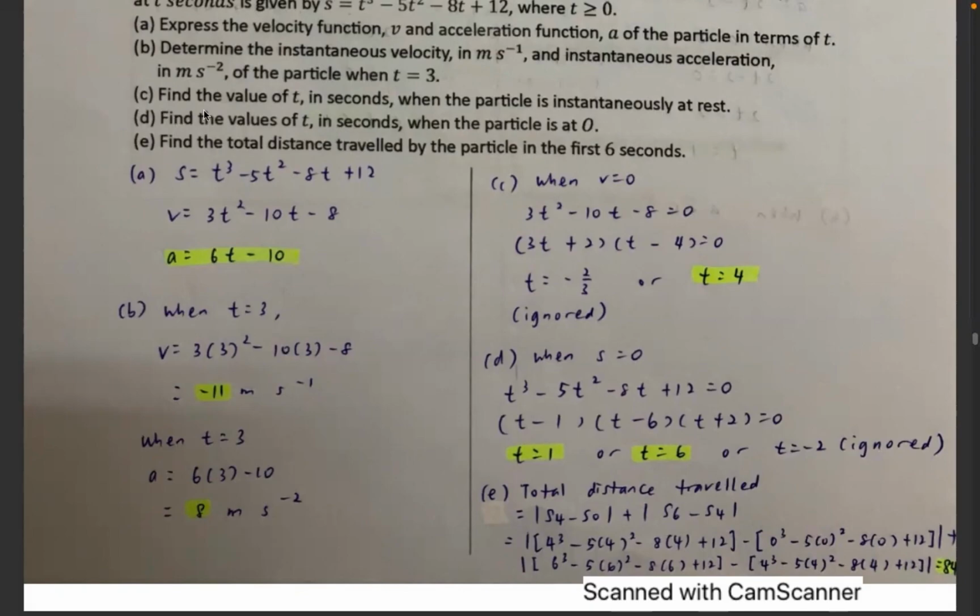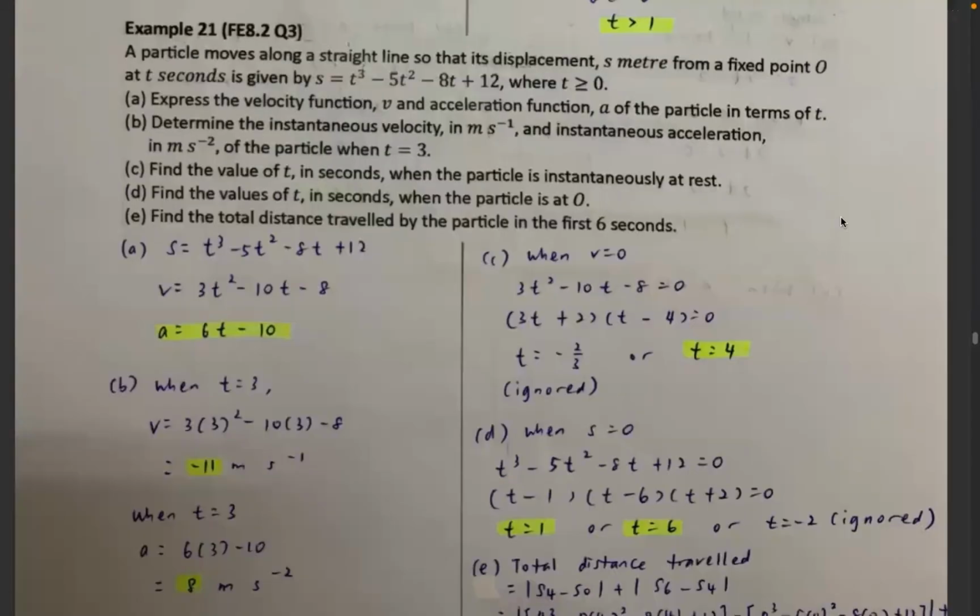Okay, next one, C. Find the value of t in seconds when the particle is instantaneously at rest. When the particle is at rest, that means v equals 0. So we found the velocity function just now, so we let it be 0. Then this is a quadratic equation, so we do factorization. We have 2 answers, t equals 4 and t equals -2/3. T cannot be negative, so we ignore this. So this is the answer.